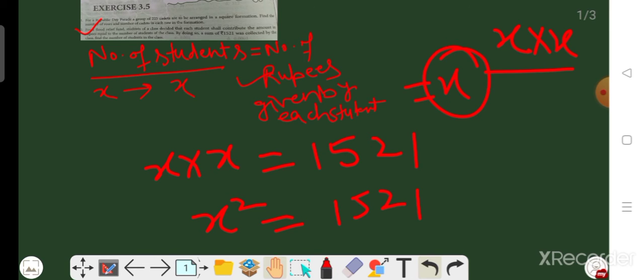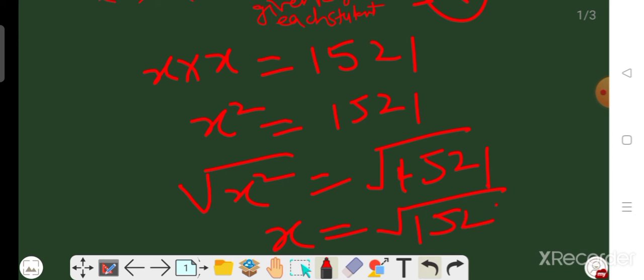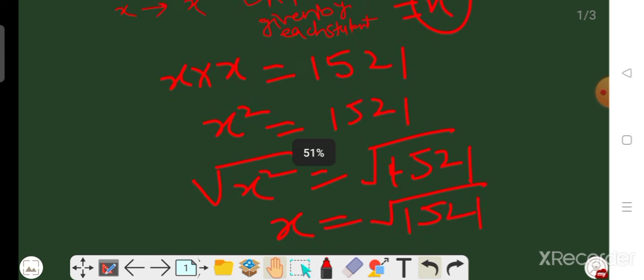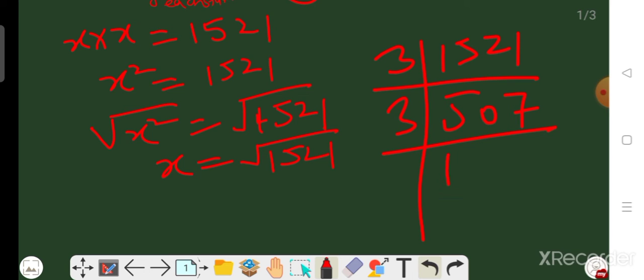To find the value of x, what we can do? We can take the square root of 1521. x is equal to square root of 1521. You can find the square root by whichever method you like. We will use the prime factorization method here. 1521 is divisible by 3, giving 507, and again by 3, giving 169, and after that it is divisible by 13, and 13 times 13 is 169.